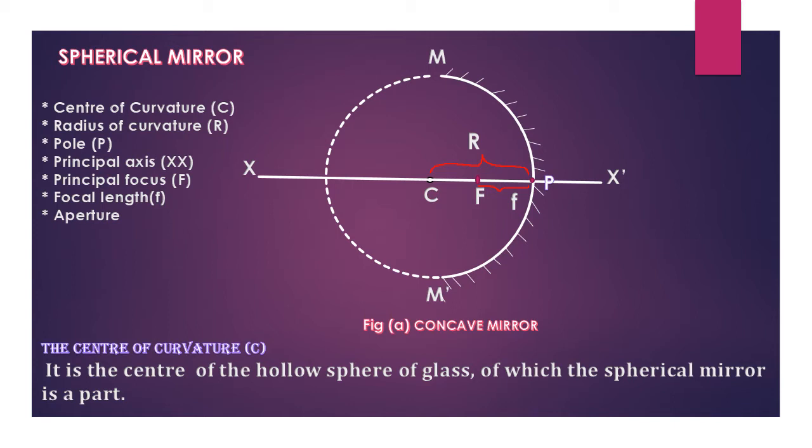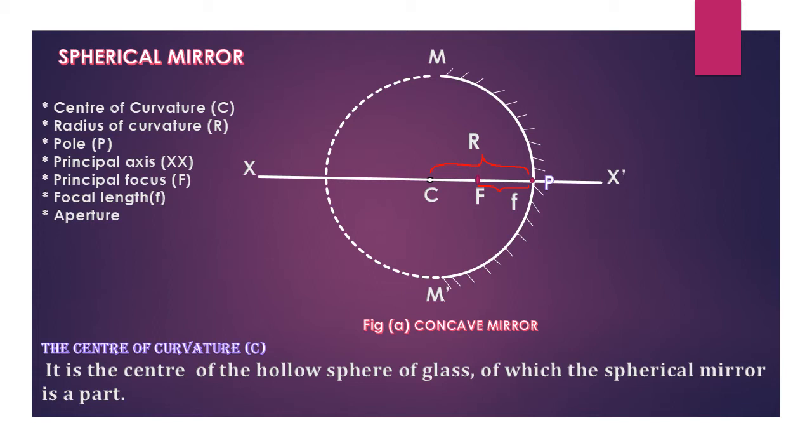Pole, noted by the letter capital P. What is pole? Can you define? Pole is the center of a spherical mirror, or it is the midpoint of a spherical mirror. So when you note a pole in a spherical mirror, it should come exactly in the center of that particular mirror.